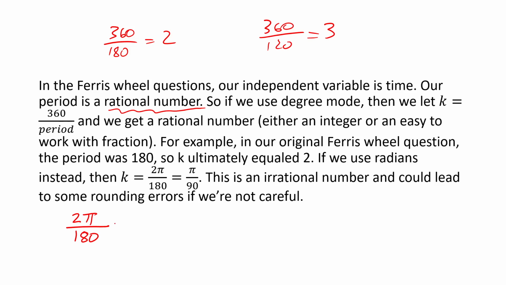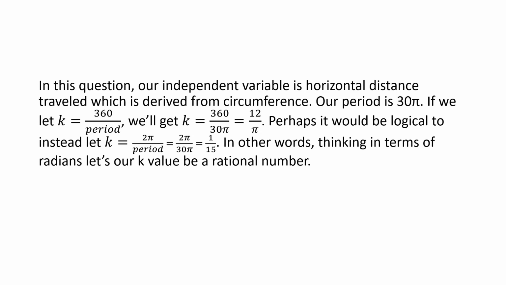And that wouldn't make much sense for a Ferris wheel question to use radian measure. 2 pi over 180 would give us a k value of pi over 90. That's an irrational number. So given a choice in a Ferris wheel question with a period of 180, would you rather say k is 2 or would you rather say k is pi over 90? Pretty much all of us would say we'd rather say k is 2, put our calculators in degree mode and go from there. But in this question, it's different.